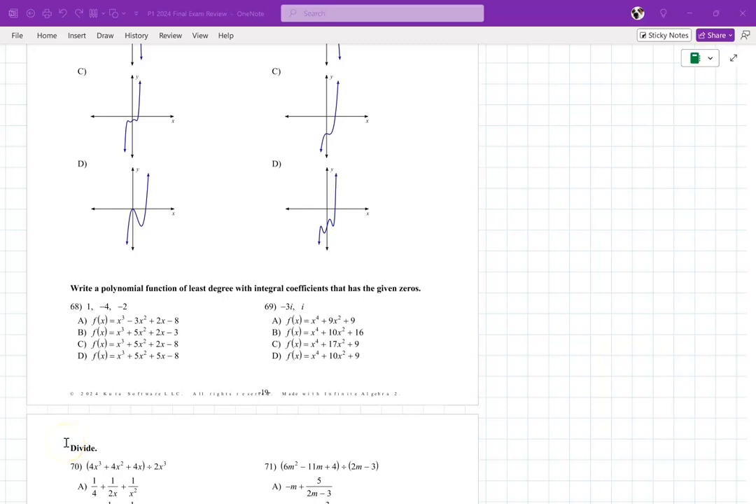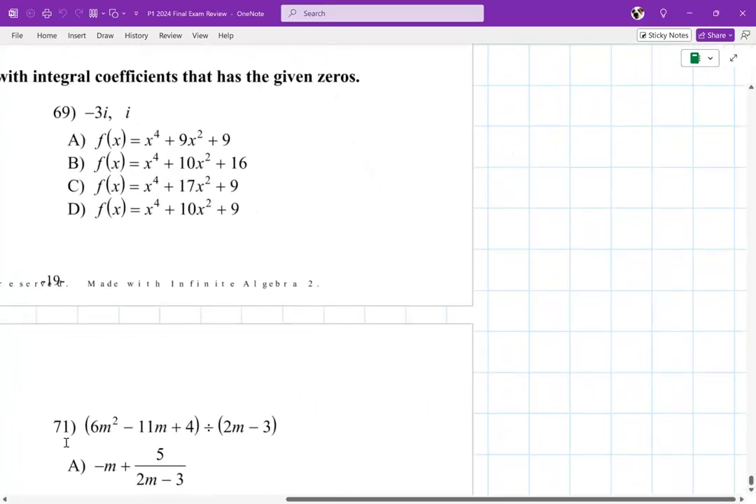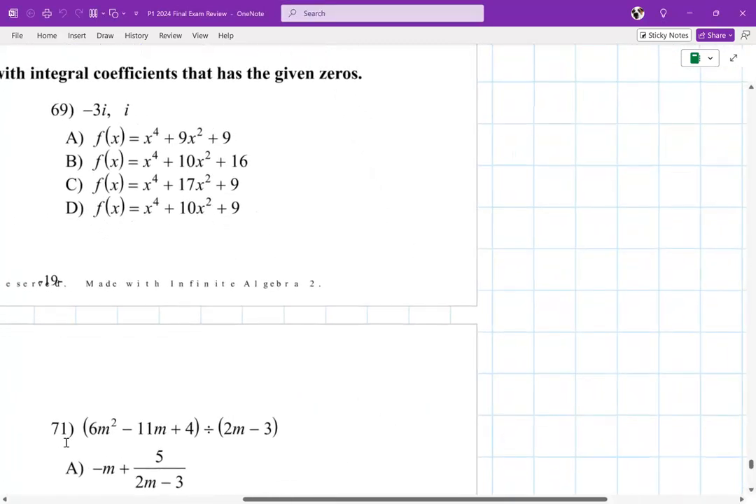All right, so before we start with number 16, like I said, number 69 was asked, so let's go ahead and do this one. This one says to write a polynomial function of least degree with integral coefficients that have the following zeros. They gave me two zeros, but since these are both imaginary numbers, that means that I also have a positive 3i and a negative i as well. Because you always have a pair, right? So positive and negative imaginary numbers.